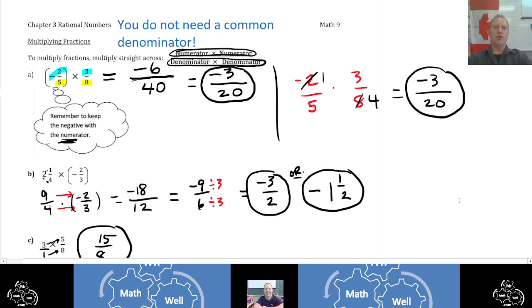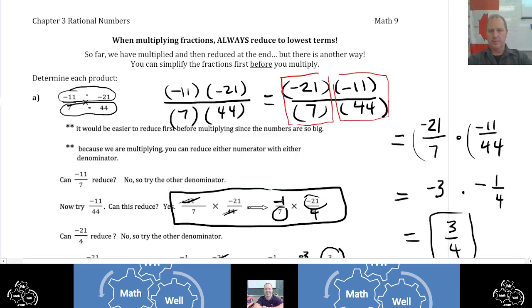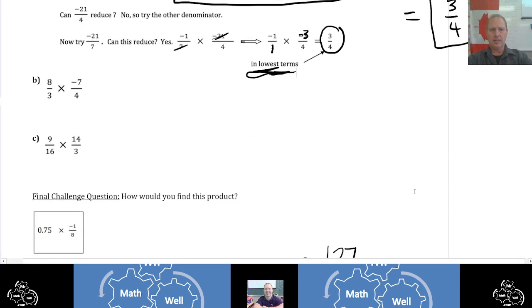All right, so back to the lesson here. Where were we? Look at these examples here. You see the 8 and the 4 here? I'm looking at this 8 and this 4, and yes, I can reduce those. This goes to 2 and this goes to 1. Why? Because I'm dividing both by 4.